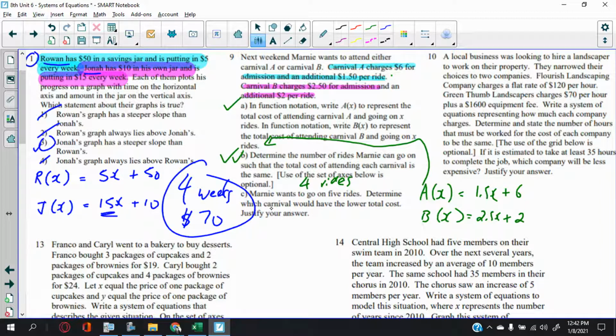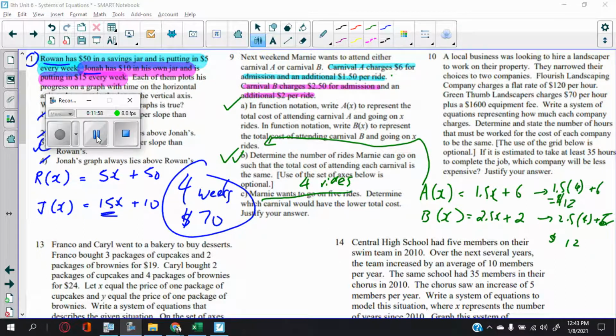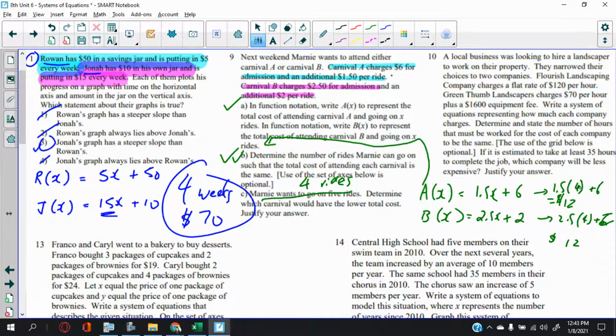All right. Marty wants to go on 5 rides. Which one is better? So there you go. Good old substitution. Oh, it's 5 rides, of course. Oops. Yeah, no wonder they come out the same. Yeah, 5. Okay, 1.5 times 5. Where do I write this? 1.5 times 5 is 7.5, so $13.50 for A. What about B? 2.5 times 5. That's 12.5. 12.5 plus 2 is 14.5.